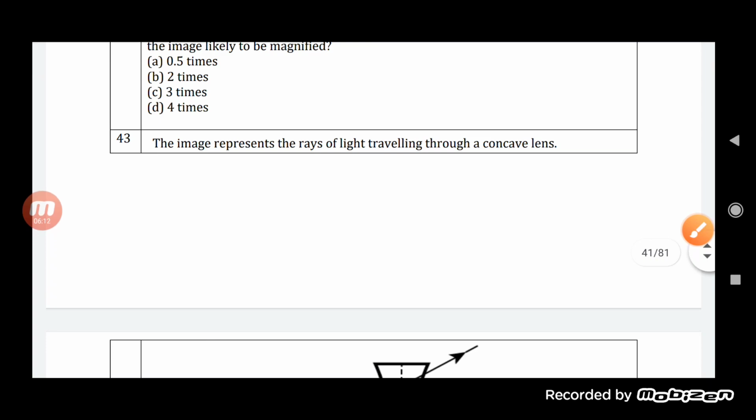Now see here the next one: the image represents the rays of light traveling through a concave lens.